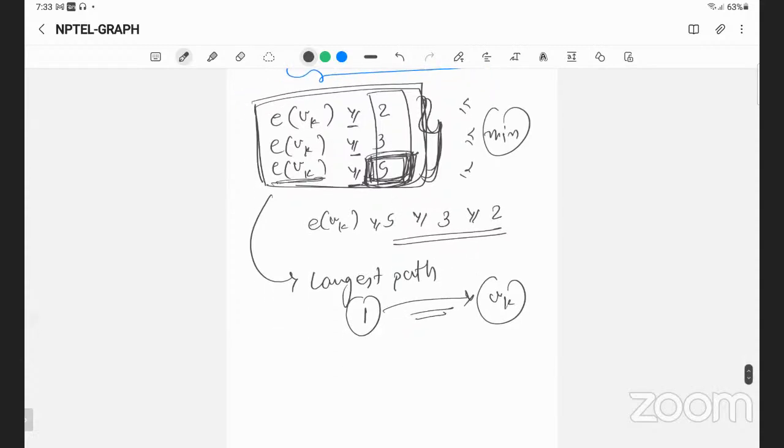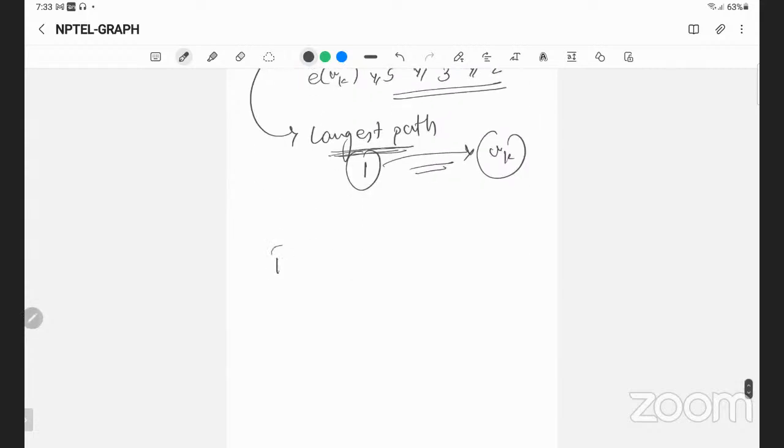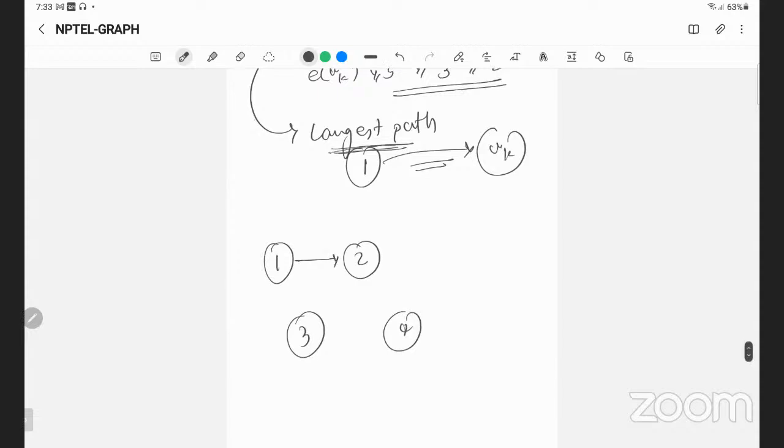But in the lectures, we haven't studied any algorithm for the longest path, right? We only studied algorithms for finding the shortest paths, Dijkstra's algorithm and the Bellman-Ford algorithm, right? So we want to convert this longest path problem to a shortest path problem because we already have algorithms to find the shortest path. So what we can do is, consider this example. There are 4 vertices. This edge is 3, 4. This is 2. This is 3.